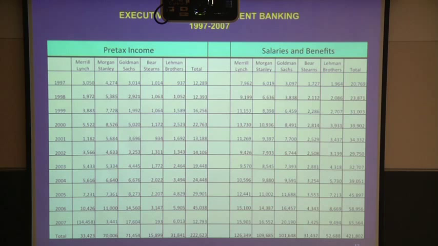Is the left chart in millions and the right chart in thousands? It's all billions. You want to look right here. Okay, this is billions. If you look at the salaries and benefits, it's billions, okay? Which means that twice as much was paid out in salaries and benefits than pre-tax income during that period.